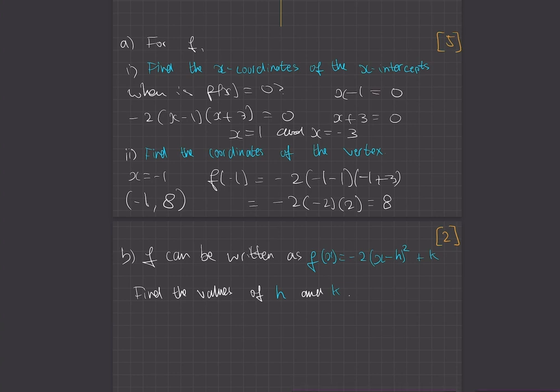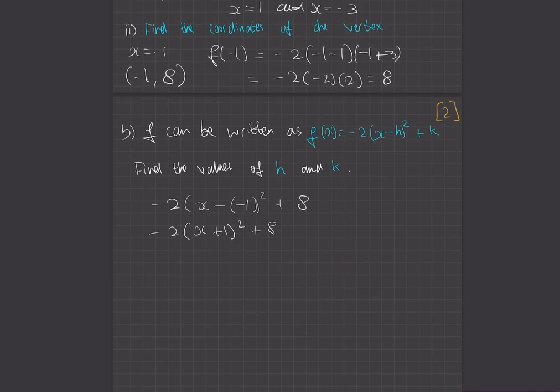So that means that we can rewrite it as minus 2 times x minus minus 1, close squared, plus 8. So this should be minus 2 times x plus 1 squared plus 8. So that means that h equals minus 1, k equals 8. And that's just because we've got the vertex form over there, and we've got the coordinates of the vertex, so we just use these values for h and k.